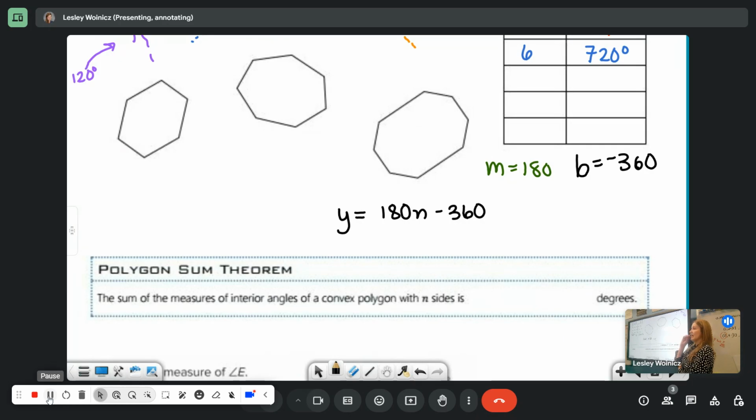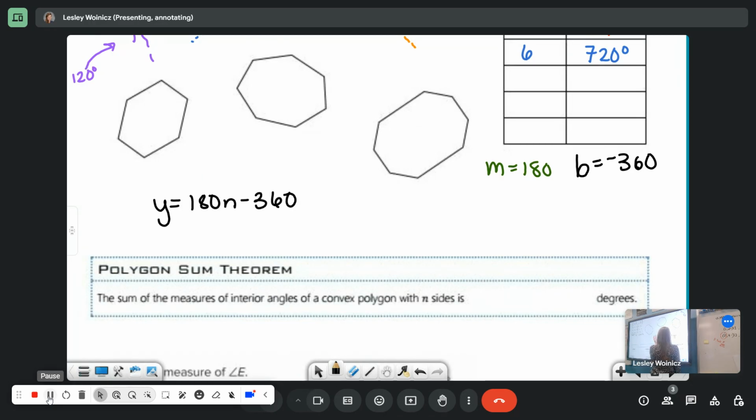Do you guys remember factoring? Do we have a common factor that we can factor out? 180, beautiful. Y equals 180 n minus 360. So we can factor out the 180. What's left? That's the rule. You take your number of sides, you subtract 2, you multiply by 180. Mic drop. Good job, guys.